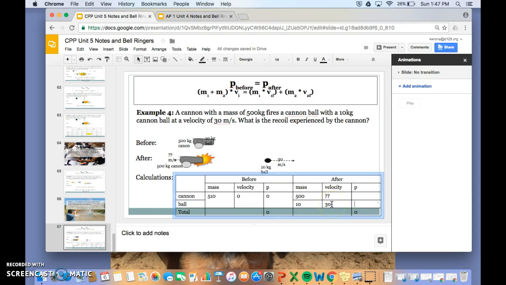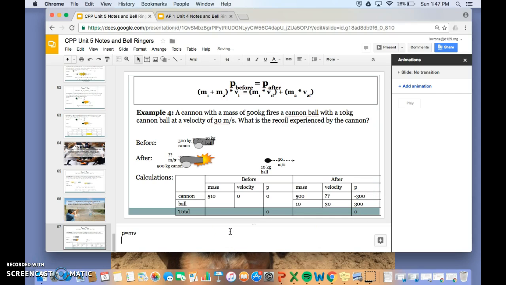10 times 30 is 300, so we know that this one is going to be negative 300, right? These two need to add up to 0. And so using P equals mv, if the final momentum is negative 300 and the mass of the cannon's 500, we can solve for its final velocity. So divide both sides by 500, and you get negative 0.6 meters per second.